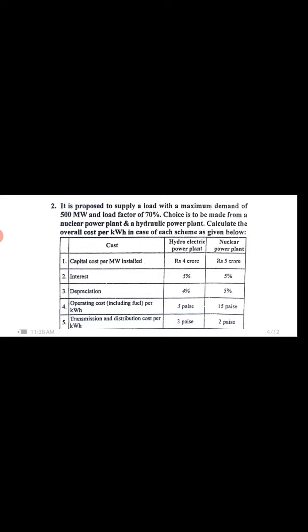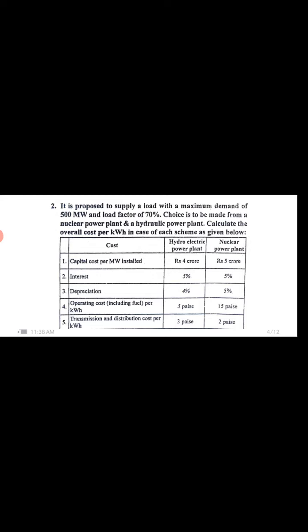Now to set up the power plant of 500 megawatt, the capital cost, the initial cost for constructing the dam and all in a hydroelectric power plant, is 4 crore rupees per megawatt. So for 500 megawatt, 500 into 4, 2000 crore rupees is required to set up a hydroelectric power plant. Very huge dam has to be built. Whereas if you want to build a nuclear power plant, it will cost more.